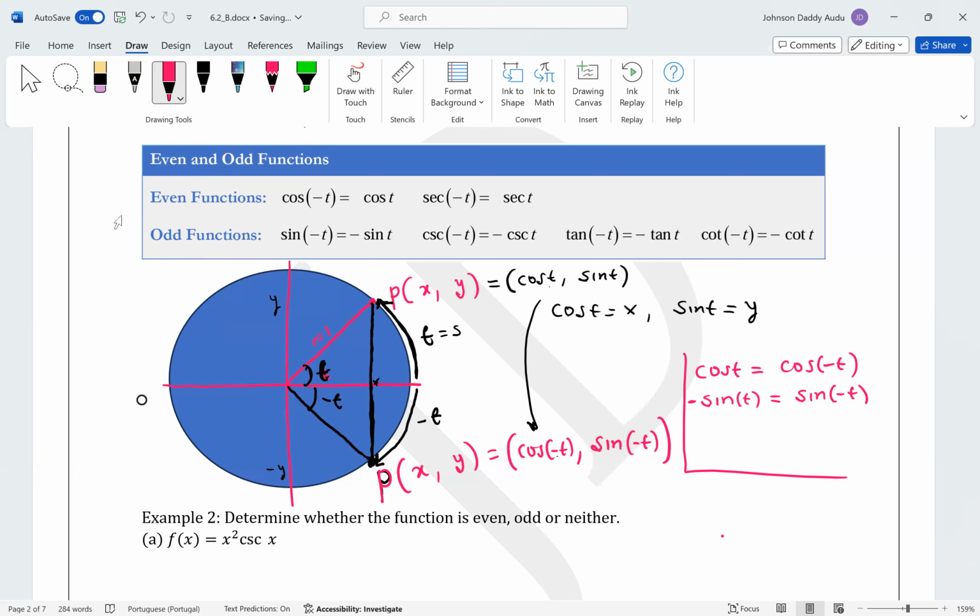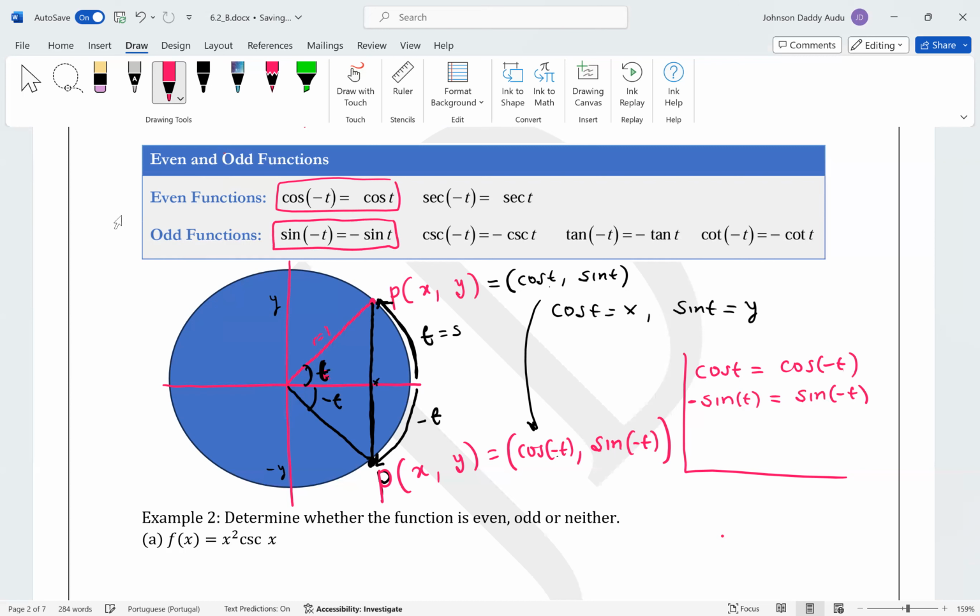So from here, we can derive what we mean by even function. Even function simply means that cosine of minus t is the same thing as cosine of t. And this means that sine of minus t is going to be minus sine of t. So this is where we got this from. So this is even function, right? But you can see that sine is an odd function.